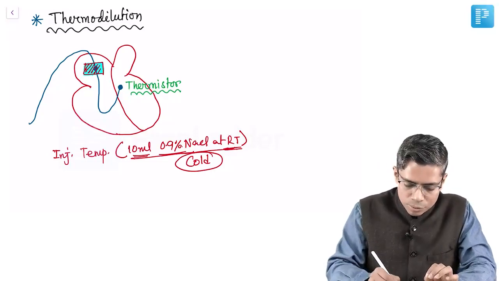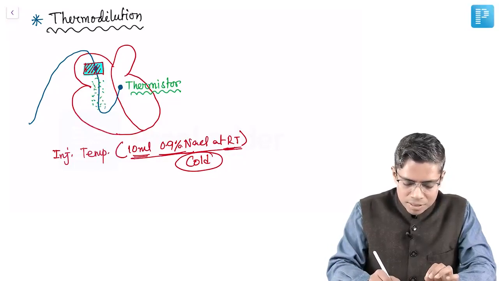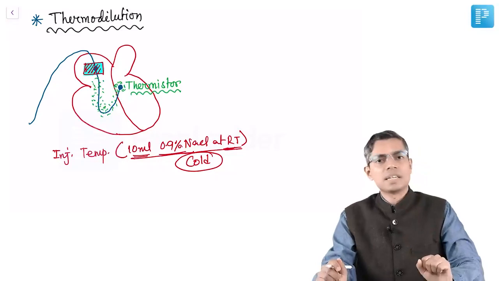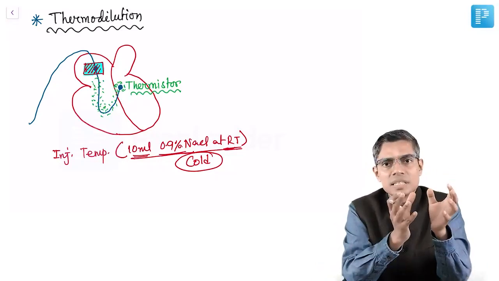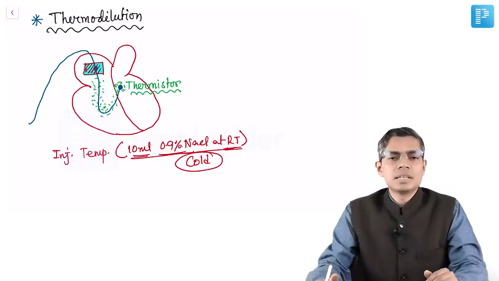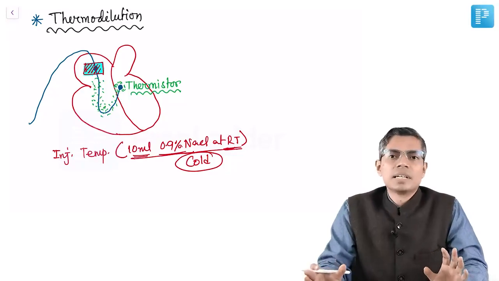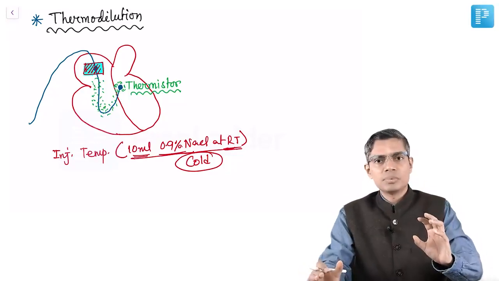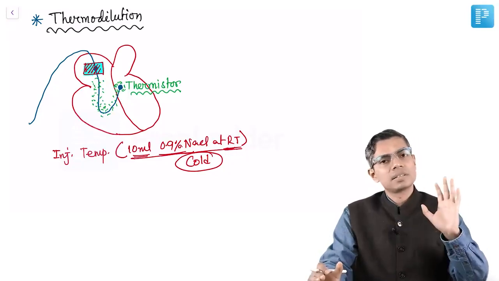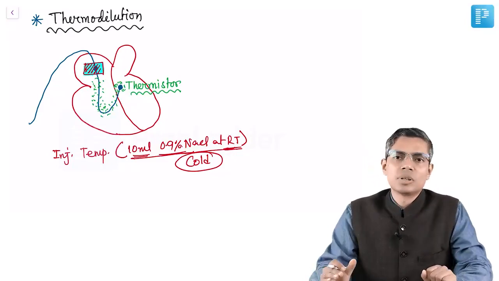So what will happen? This will be diluted with the blood, and it will change the temperature of the diluted blood. When this blood reaches the thermistor tip, it measures how much change of temperature is occurring. By this way, from the amount of temperature injected and how much change of temperature is occurring, the cardiac output of the person is calculated by putting all these parameters into a mathematical equation, right? The only thing you have to remember is where the cold saline is injected and where the temperature change is measured. Those are the two things you have to remember for the thermodilution method.